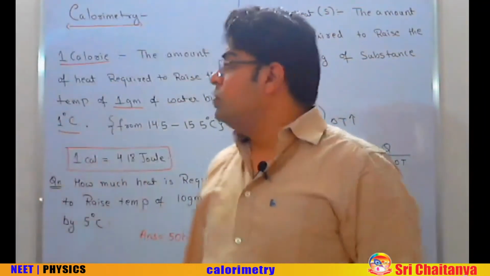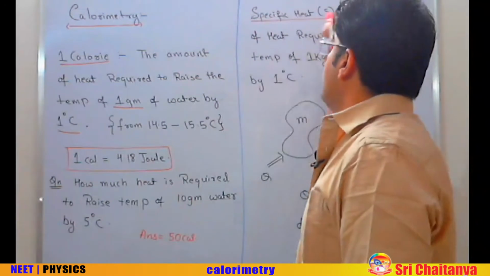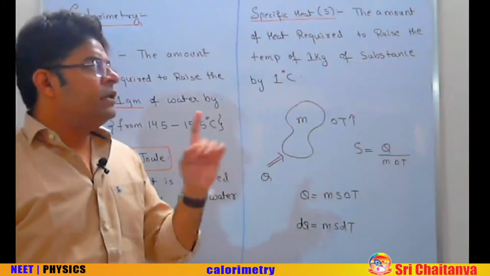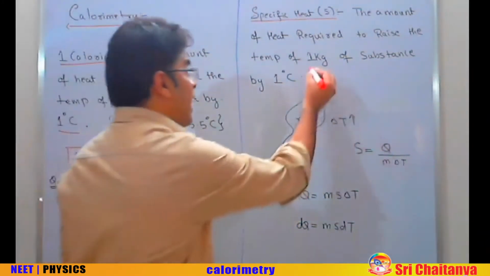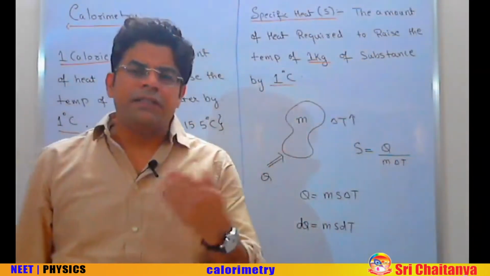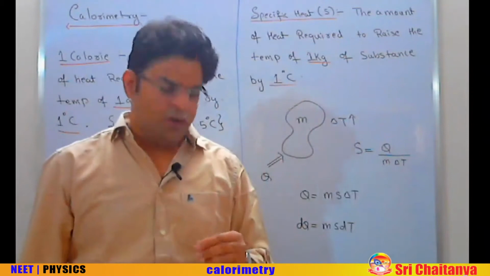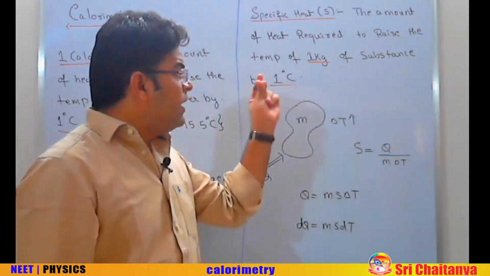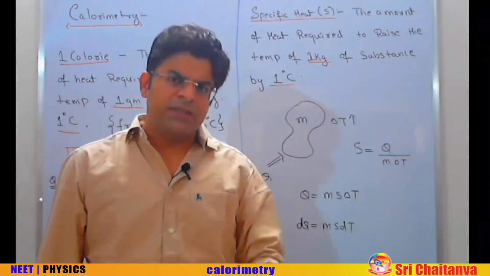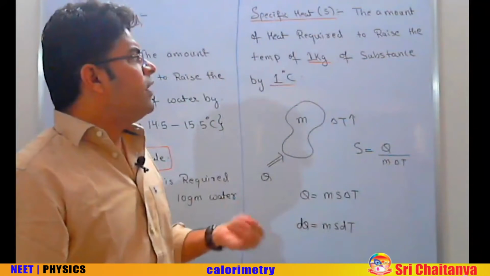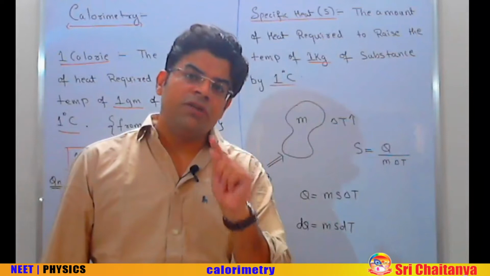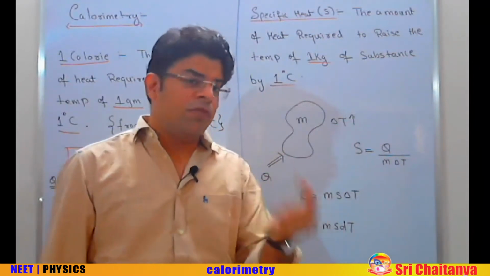Now let's move on to the definition of the next term, that is specific heat. Specific heat is defined as the amount of heat required to raise the temperature of 1 kg of substance, here SI unit, by 1 degree centigrade. Now somebody might say this 1 degree centigrade is not SI unit. Obviously, a change of 1 degree centigrade is as good as a change of 1 Kelvin. So I can restate this definition as the amount of heat required to raise the temperature of 1 kg of substance by 1 Kelvin.